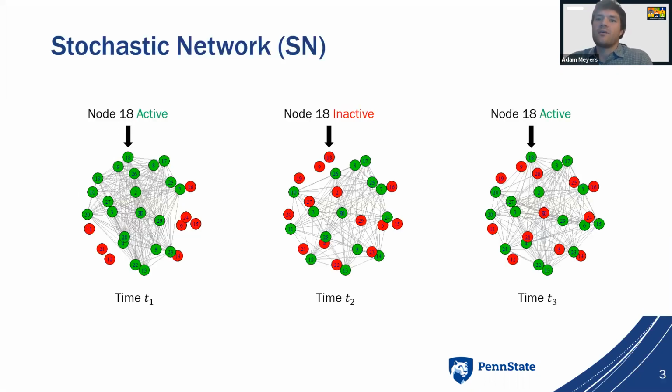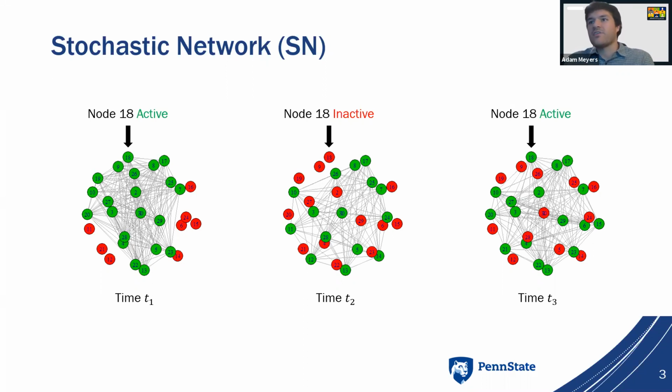So a stochastic network is essentially a dynamical network where the status of the nodes or edges change over time. For example, in this example, the green denotes an active node and red denotes an inactive node. And you see that those statuses are changing over time. This is a more general framework than what's often studied in the literature, which is a static network, a network that doesn't change in time.